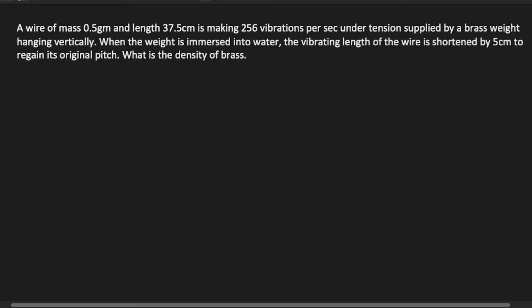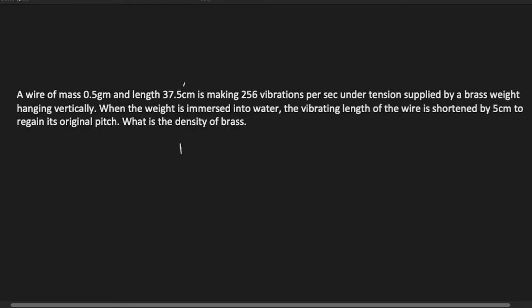So here a brass weight hanging on the wire gives tension. First it was in air and after that it was in water. So we will let the weight of the brass weight in air be WA. This is also equal to the tension in air. Similarly, the weight of the brass weight in water is WL. Weight in water is also equal to the tension in the liquid.